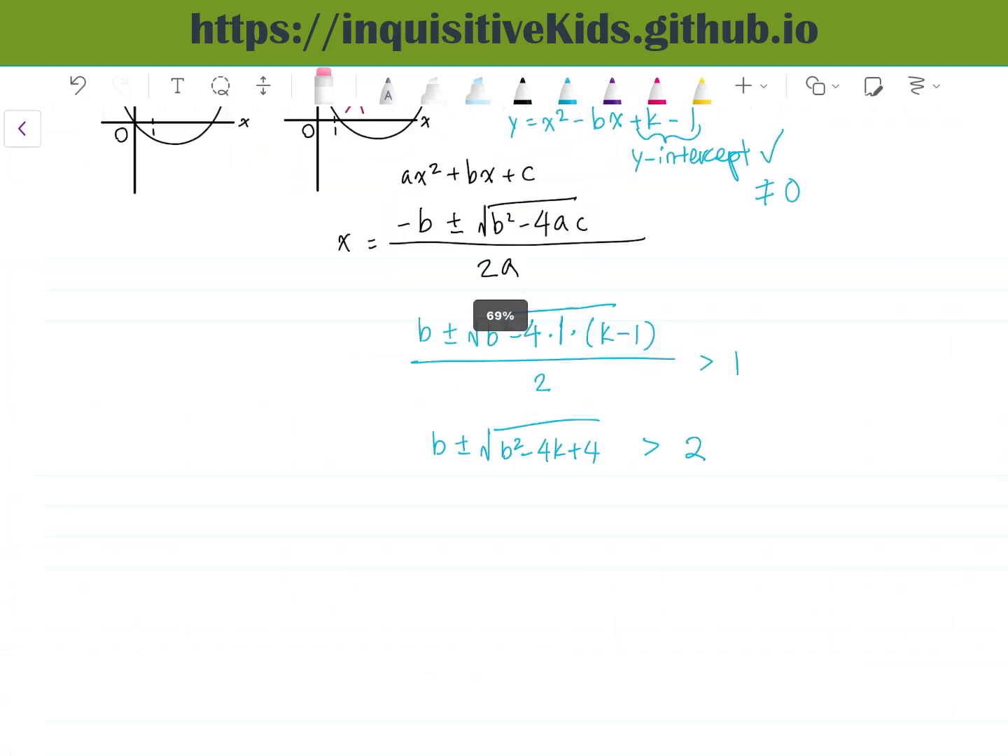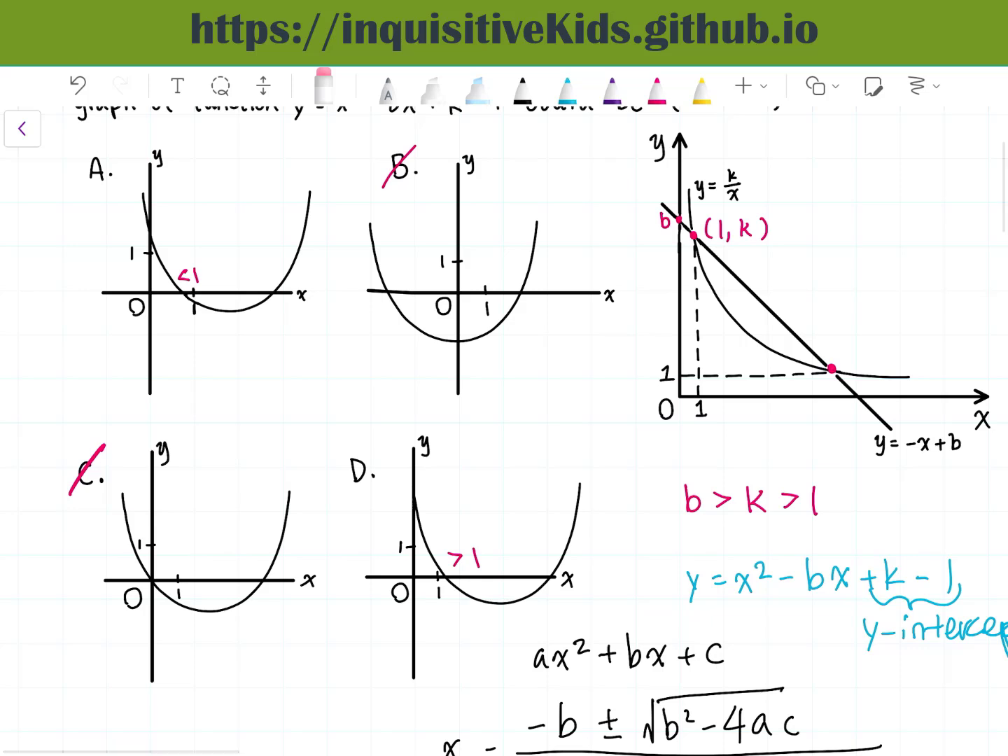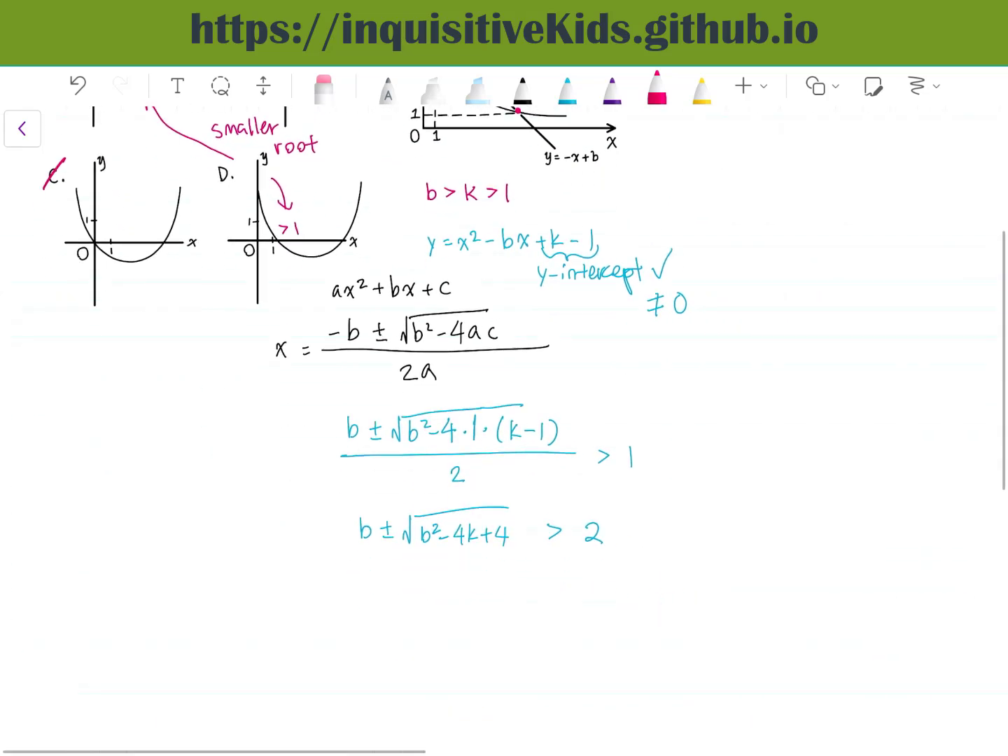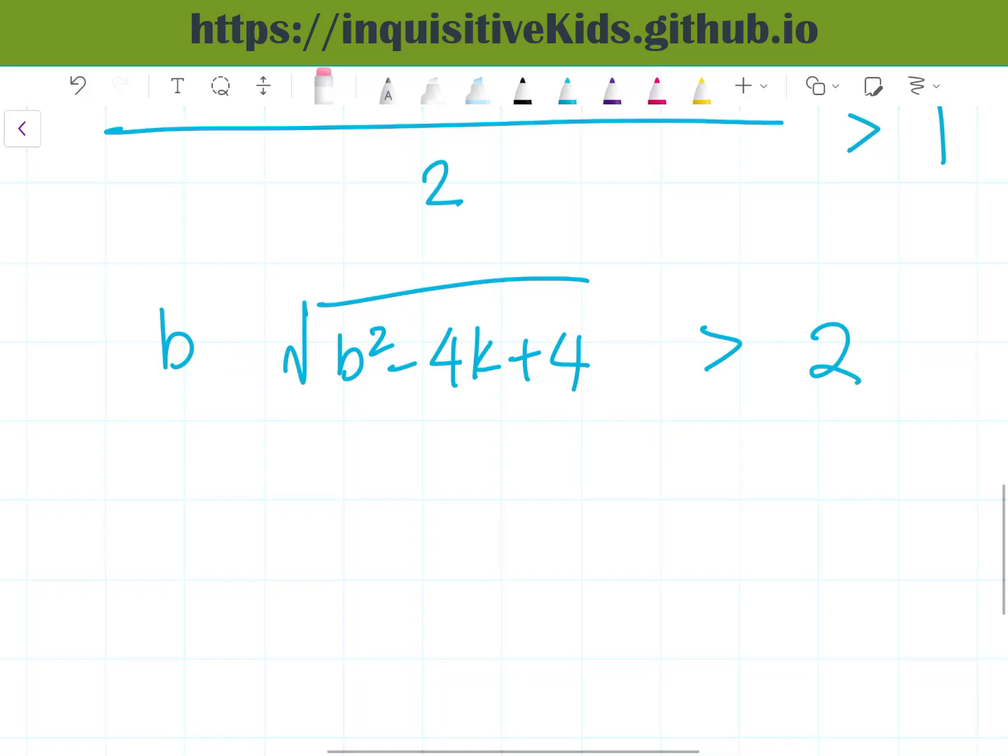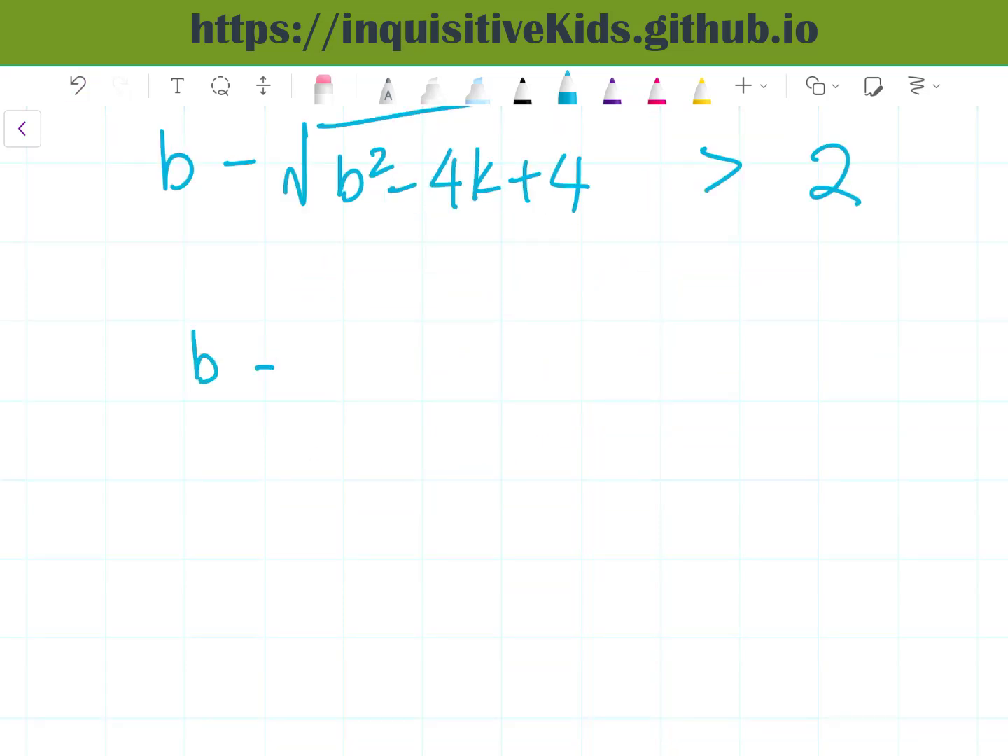But we know that we are looking at the smaller root, right? We're looking at the smaller root. Therefore, here we could just take the minus sign. We know that if we subtract it, we will be getting the smaller root. Now we can subtract 2 on both sides while adding the square root on both sides, giving us b minus 2 is greater than the square root of b squared minus 4k plus 4.